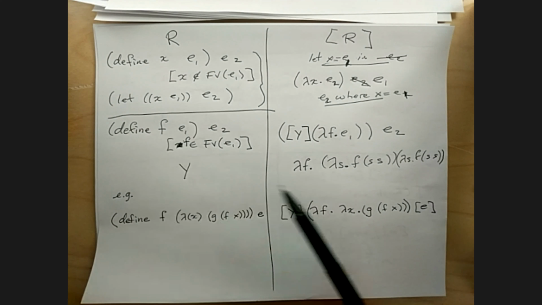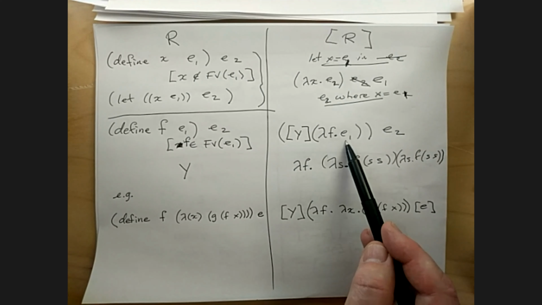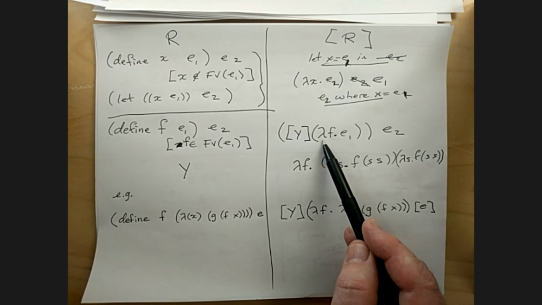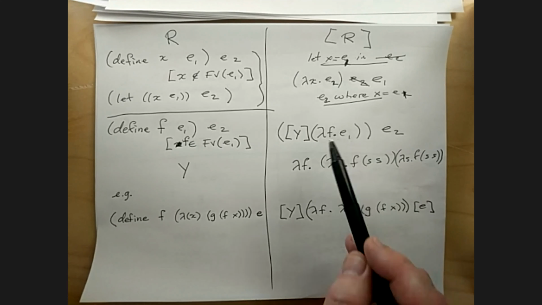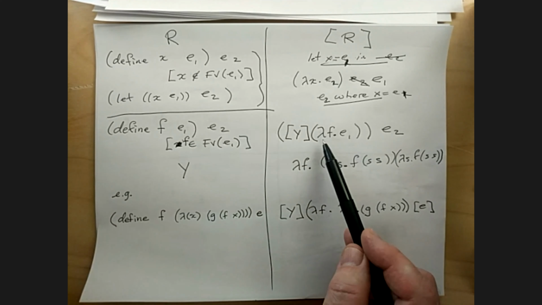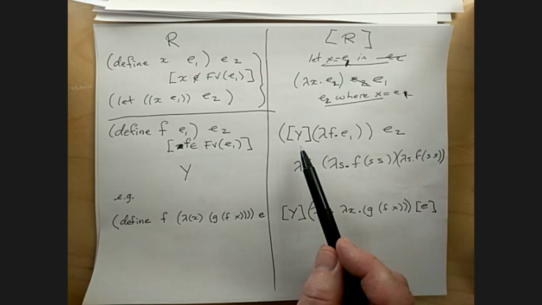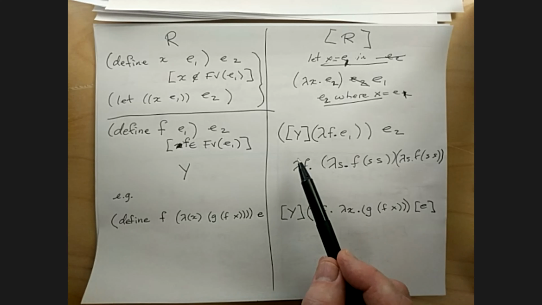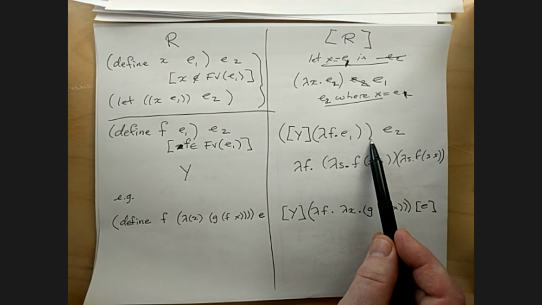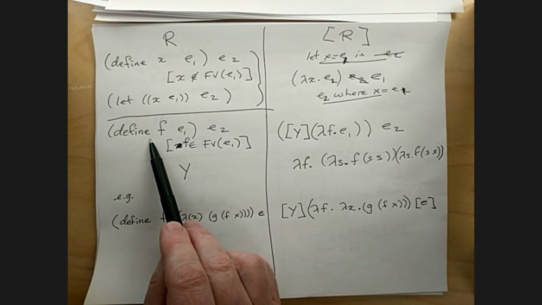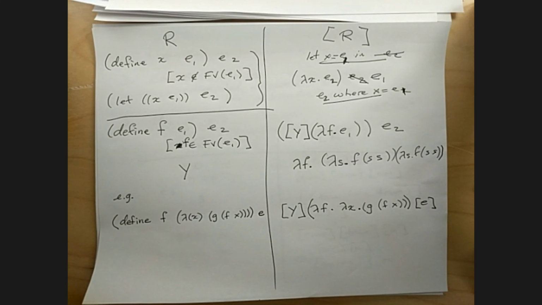Well, what we're going to do is take E1 and parameterize it by F. So all we do is exactly the same E1, the body of our function, but instead of saying define F, we're going to say lambda F. And then we're going to use this magical, mystical Y combinator in order to convert this into a recursive function, which is equivalent to this. And then in E2, we can use that as we did before.